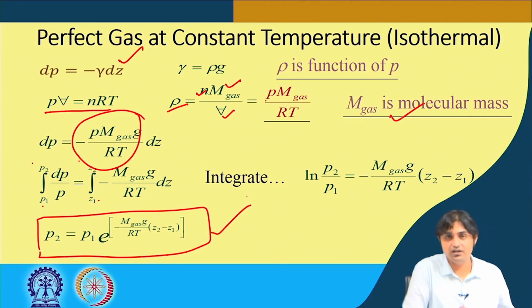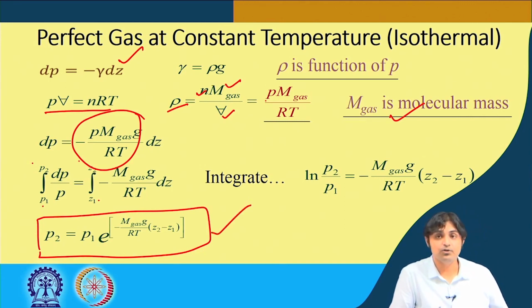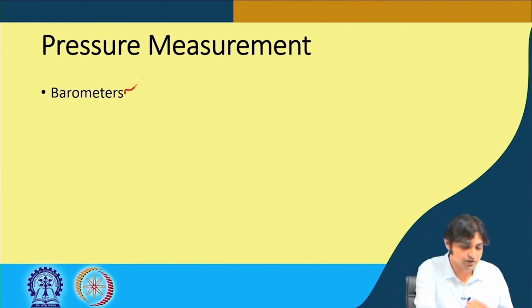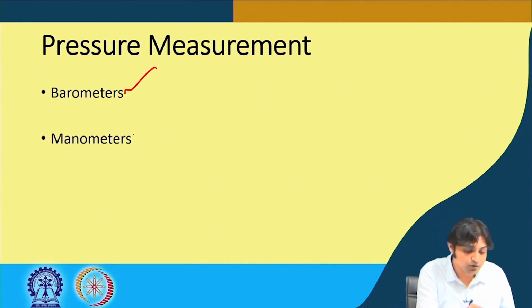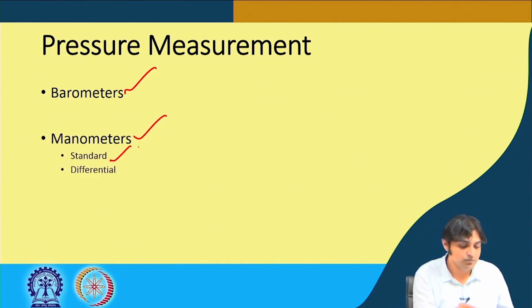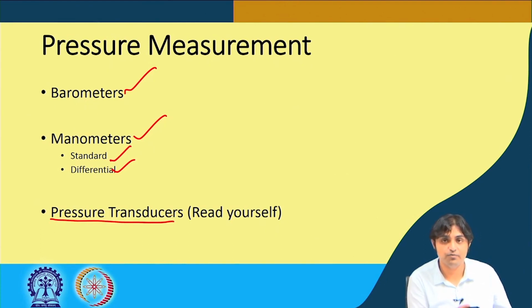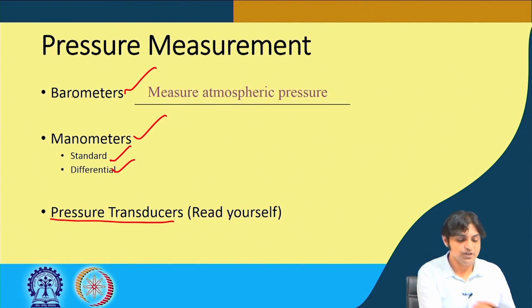It's a very simple derivation, but a little more intriguing than the one that we did before for pressure variation within the liquid, where we got simply piezometric height. Good. Pressure measurement, the devices we have discussed one already, barometers. There are manometers, a standard manometer or a differential manometer, and the pressure transducers. This is out of the scope, you must have already done it in your fluid mechanics class, probably in your second year. So, what do barometers do?